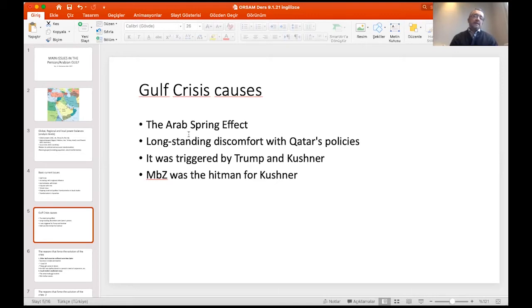later they began to criminalize the efforts of Qatar in the region, especially its policies with the Muslim Brothers, and its broadcasting efforts, and the Arab Spring effect is very important in that regard. And long-standing discomfort with Qatar's policies is the second, and it was triggered by Trump and Kushner.